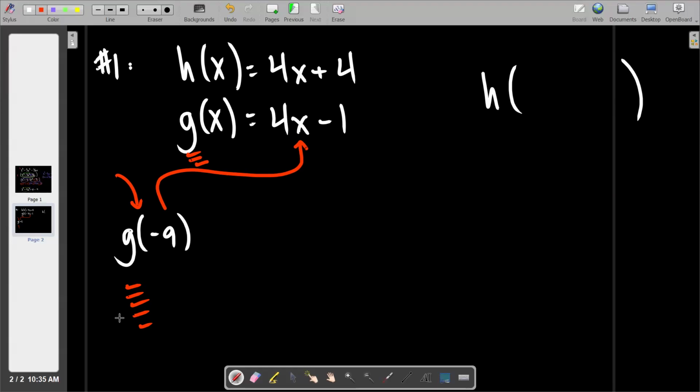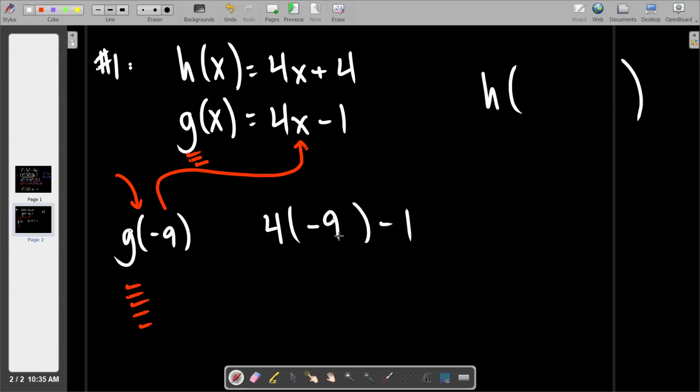You okay? Yeah. Are you sure? Yeah. Okay. So the math is not what's hard. I know you can do math, but it's the process. When I take the function named g and copy it down, it says 4x minus 1. But I didn't write 4x minus 1. I wrote 4 blank minus 1. What's going to go in the blank? -9. And now we have to do math.